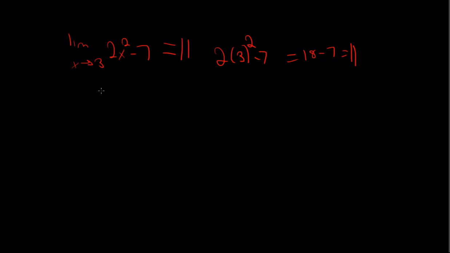But let's look at an example where you can't just use direct substitution. Limit as x approaches 1 of x minus 1 over x squared minus 1.